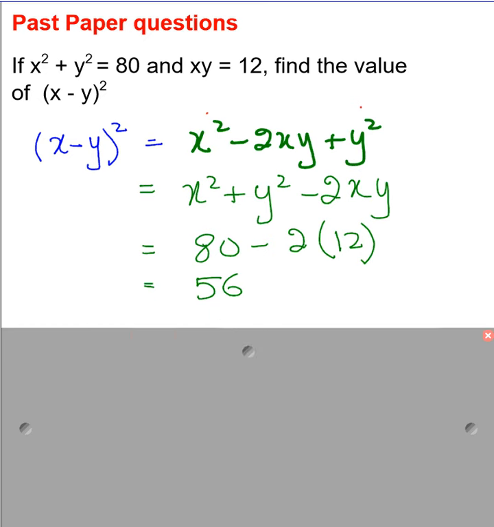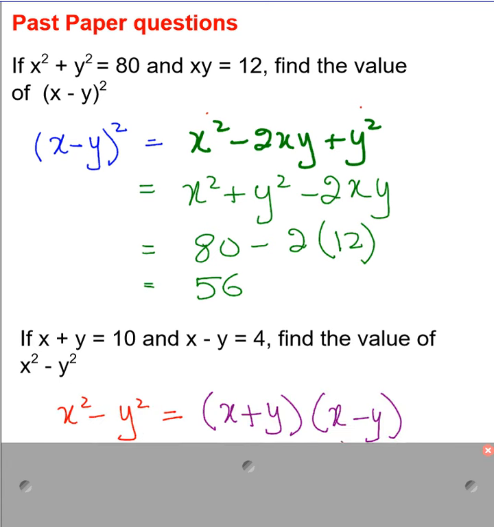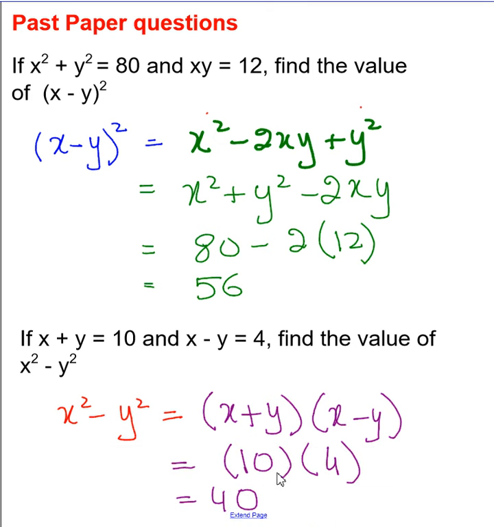So a question similar to this is here. Now, can you think what will you do here? You have to find the value of this. Does it remind you any identity? Yes, the third identity. So it is equivalent to x plus y, x minus y, right? We have to find the value of this. Now x plus y is given to you 10 and x minus y is given to you 4. So you just substitute the values and it is equals to 40. So this is how you will handle these type of questions.